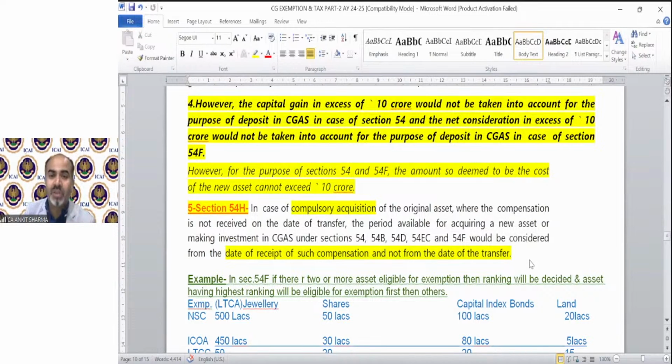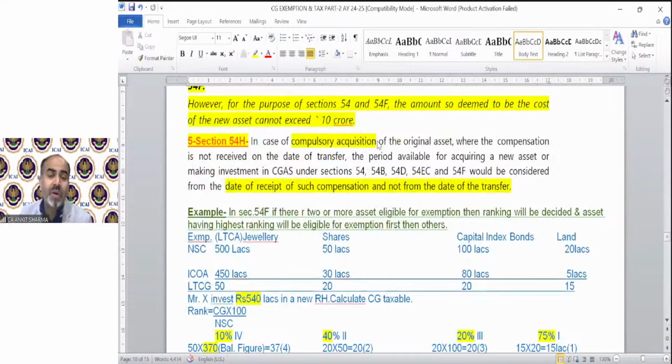54H is not an exemption. Exemption has been over. That was last, section 54F. 54H is just an explanation. It's a clarification provision. The same problem you are going to face in case of conversion of capital asset into stock in trade also, because you will get the money when you will transfer the stock. But the transfer date will be assumed as the conversion date. So you can take the same benefit in case of conversion of capital asset into stock in trade also.